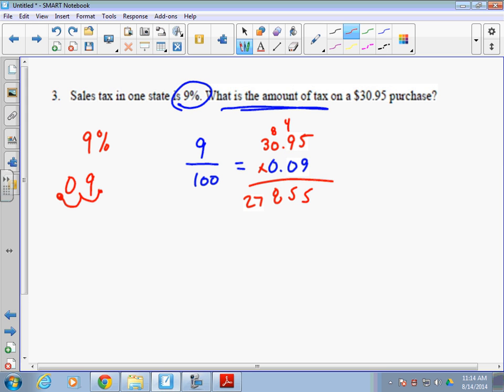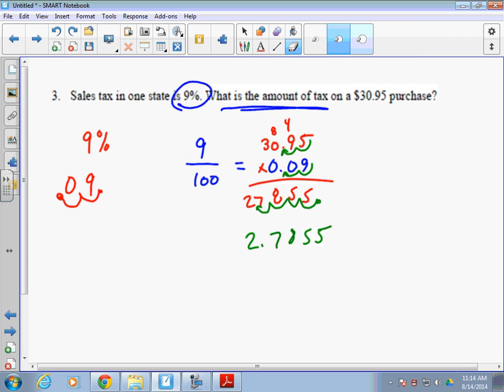Then we have to see how many times we have to move our decimal. We've got to move it once, twice for that one, 3 times, 4 times for that one. So we have 2.7855. Now you know how money works. There are no numbers after the hundredths place. So you need to get nothing past that spot right there, that 8.